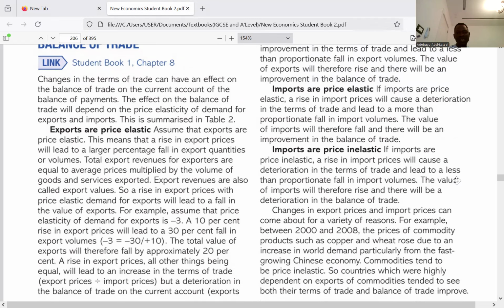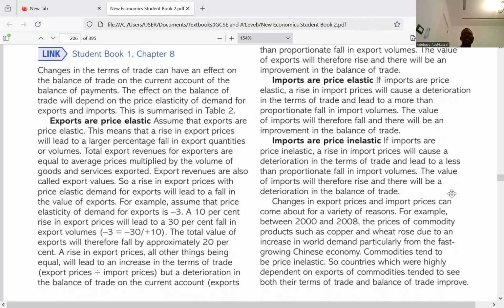Assume that exports are price elastic. This means that a rise in export prices will lead to a larger percentage fall in export quantities or volumes. Total export revenue for exporters is equal to average prices multiplied by the volume of goods and services exported. Export revenue is also called export value. So a rise in export prices with price elastic demand for exports will lead to a fall in the value of exports.